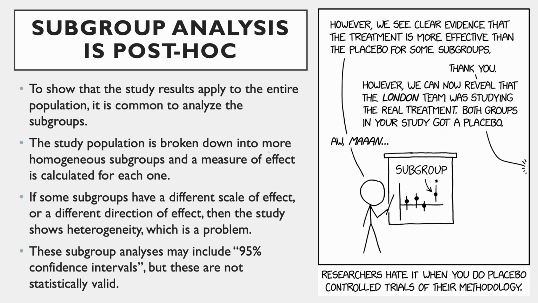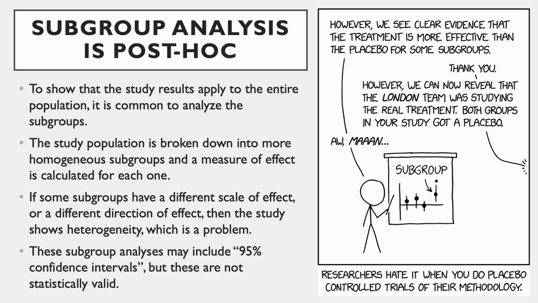In order to show that the results of a study apply to the entire study population, many papers will break the population down into subgroups. And that subgroup analysis is meant to look at different homogeneous groups within the population and calculate a measure of effect for each one. Now, if some of the subgroups have a huge effect while others have a small effect, or even worse, a harmful effect, then we would describe the study as having heterogeneity of effect, and that creates a problem for interpretation.